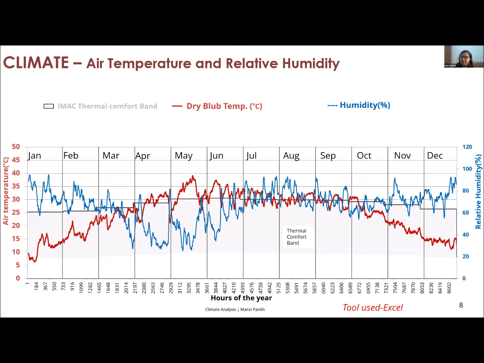For an air conditioned building, the thermal comfort band is different. However, these blue lines are your humidity across the year, and the red ones are dry bulb temperature.